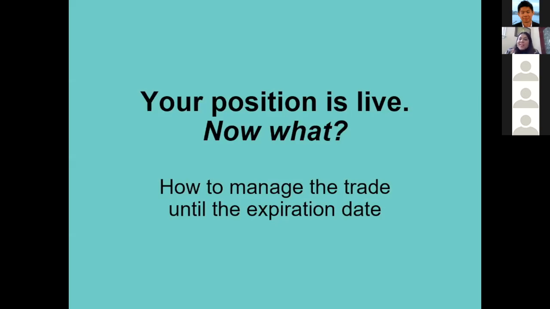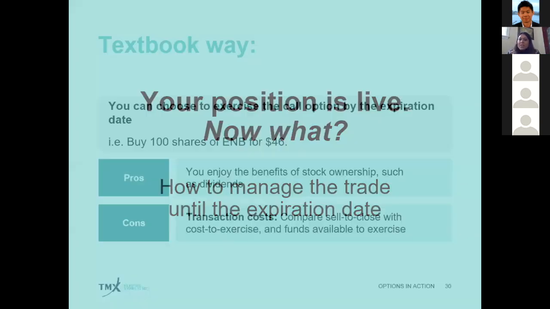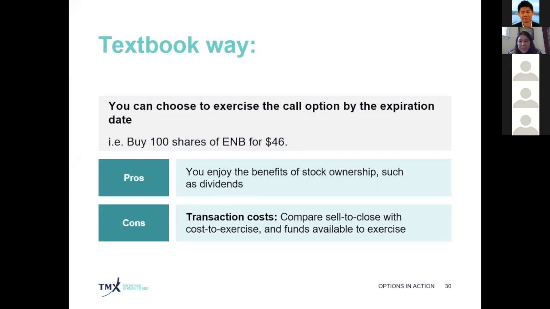Okay. Now you're not done. You have entered this position, but what is important is what you are supposed to do now. Your position is live. You have to be able to manage the trade until the expiration date. So what do we do? We have a textbook way, everyone knows this. If the stock is trading above the strike price by expiration date, then you can choose to exercise the call option by the expiration date. That is buying 100 shares of Enbridge for $46.